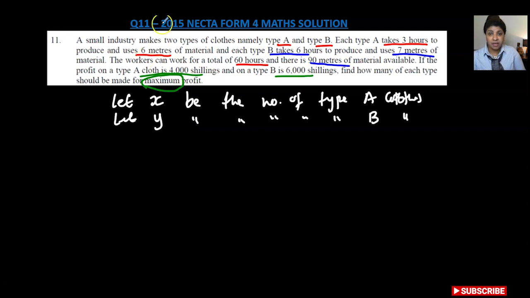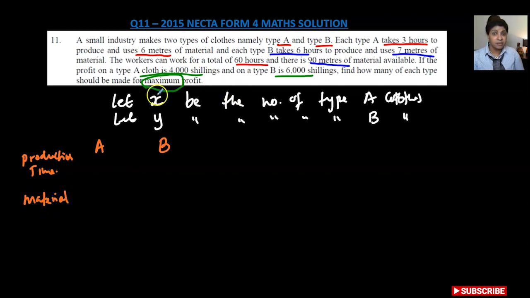Let's say we've got here type A, then type B, and what do we have? Production time. What else do we have? We have material, how much you need for each. And then what else are we given? A profit for each type. So we've got profit here. Now let's put the values in.